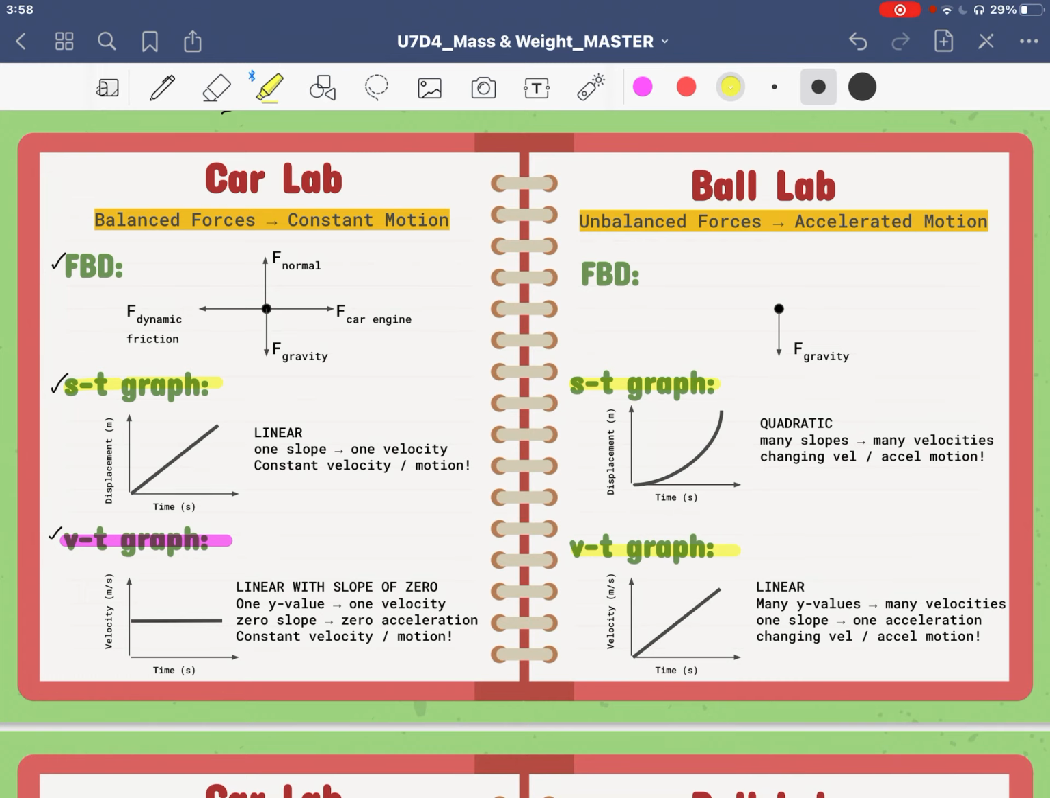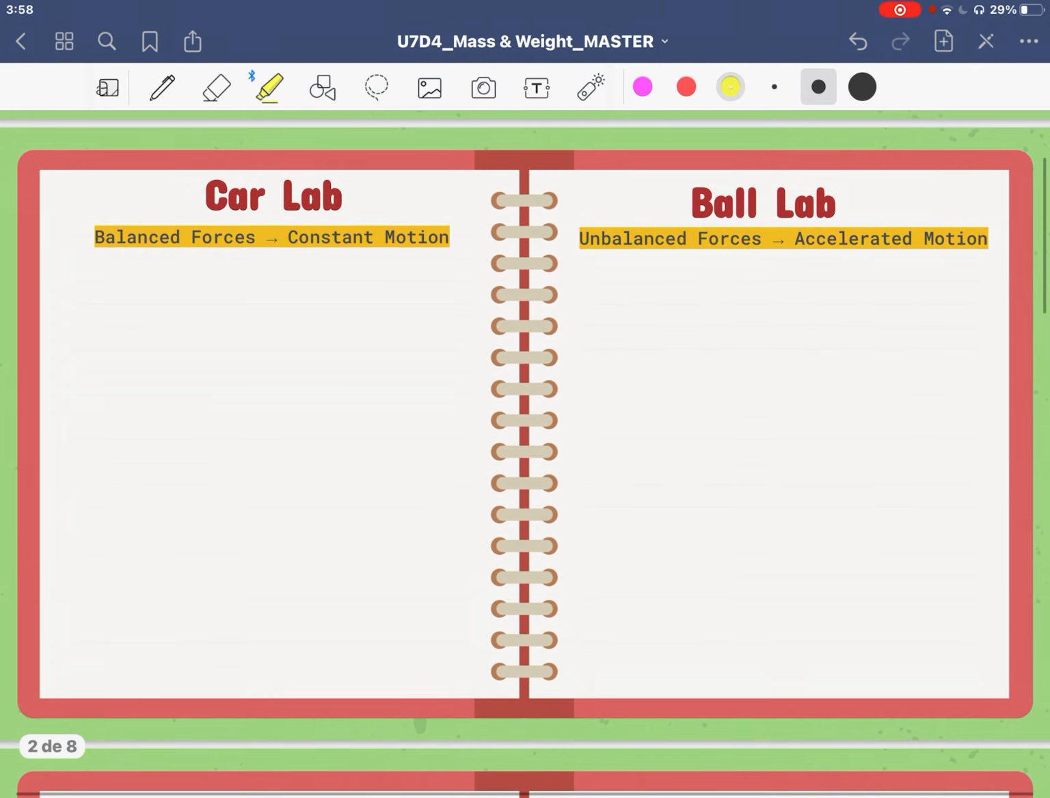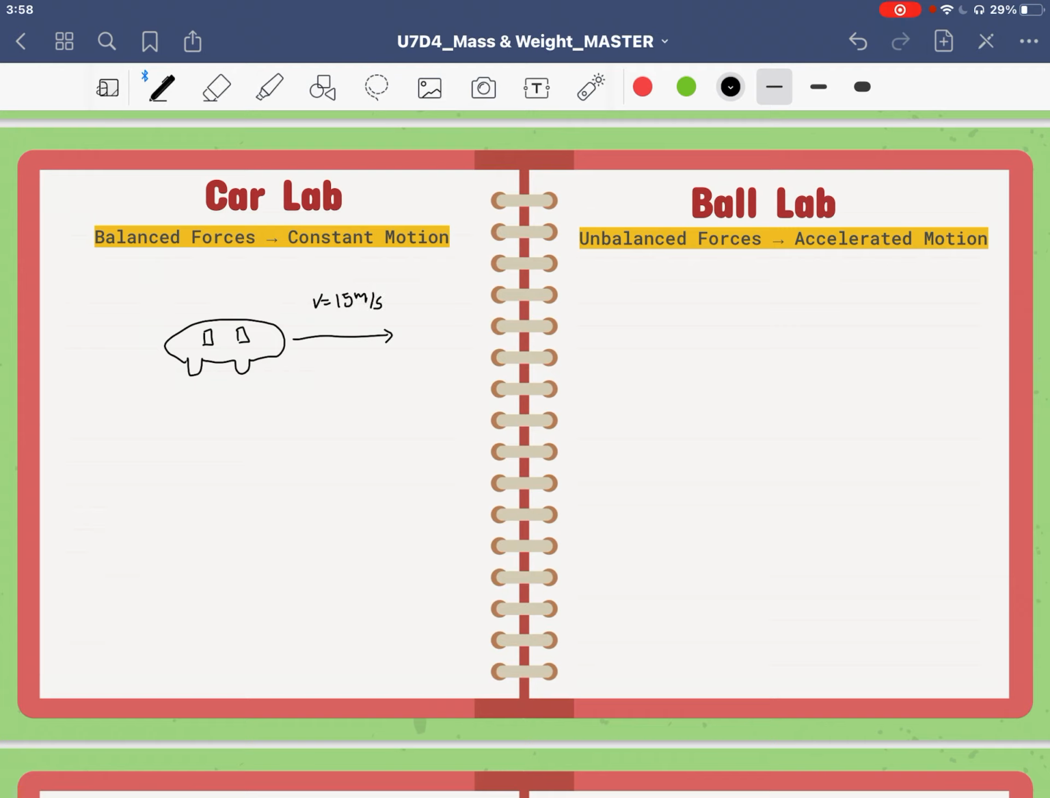All right, so let's start with forces and motion. So in the car lab, what did we see? We saw a car. This is exactly what a car looks like, of course. We saw a car moving at a constant speed. The velocity might have been 15 meters per second, for example. So the car was moving at the same speed the entire time.